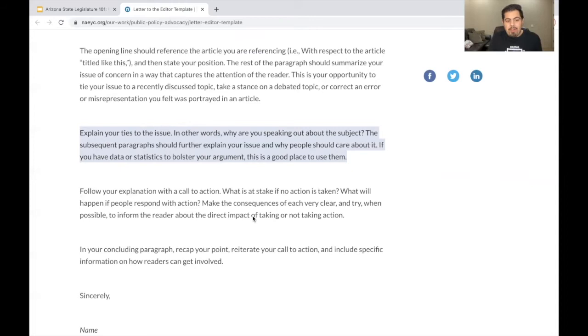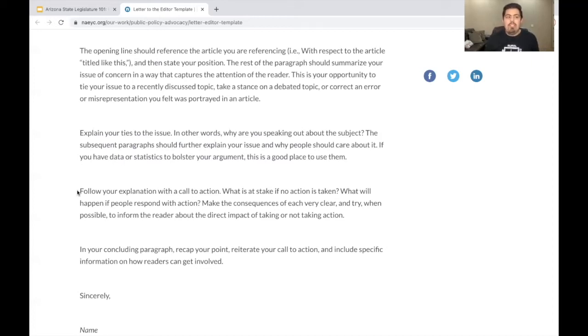The next paragraph, follow your explanation with a call to action. What is at stake if no action is taken? What will happen if people respond with action? Make the consequences of each very clear and try when possible to inform the reader about the direct impact of taking or not taking action.